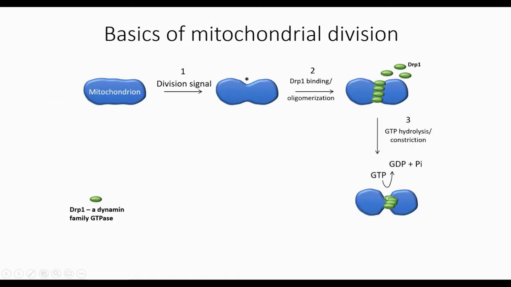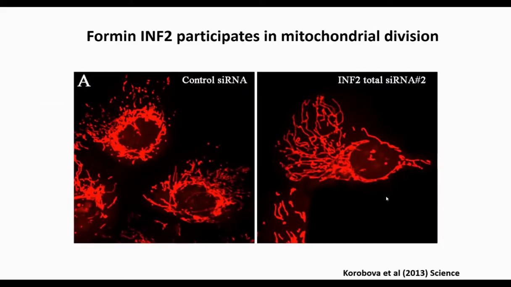And upon GTP hydrolysis, this squeezes the outer mitochondrial membrane and finally helps in the mitochondrial division. Now, this is a very simple way of explaining how mitochondria divide. And as my talk goes, I will add levels of complexity to this apparently very basic model of mitochondrial division.